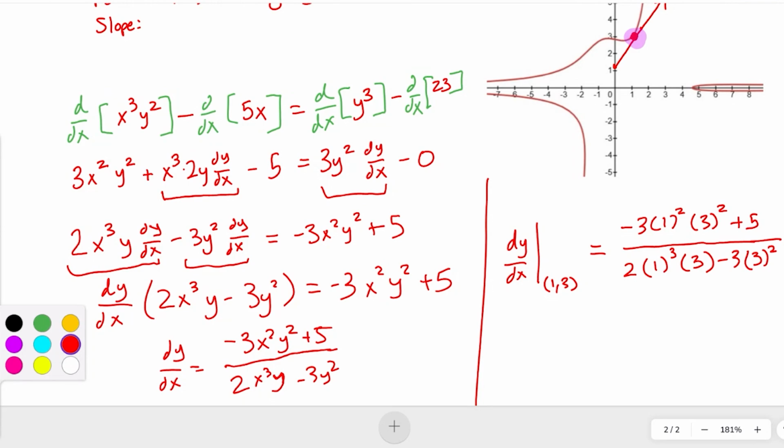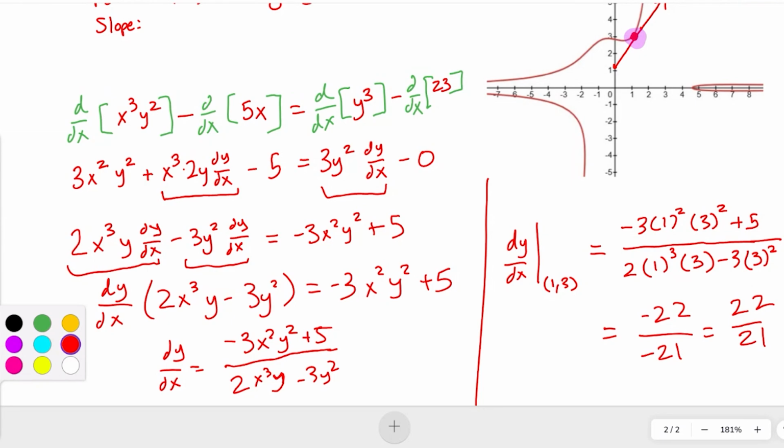So we're going to need to simplify all that, obviously. All right, it's not too bad, though. We've got negative 3 times 1, which is just negative 3, times 9. Negative 3 times 9 is negative 27 plus 5, negative 22 up top. Double check my arithmetic here. Make sure we agree. Okay, and then in the denominator, 2 times 3 is 6, minus 27. Negative 21. Okay, so this would be positive 22 over 21.